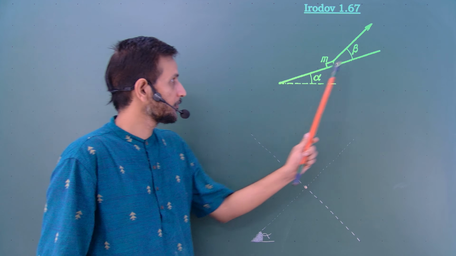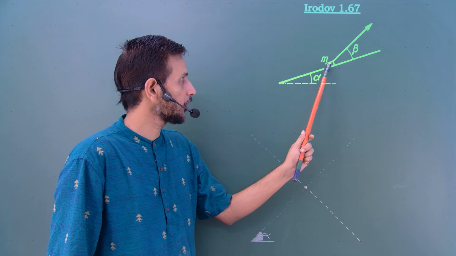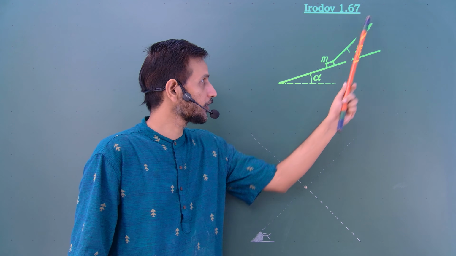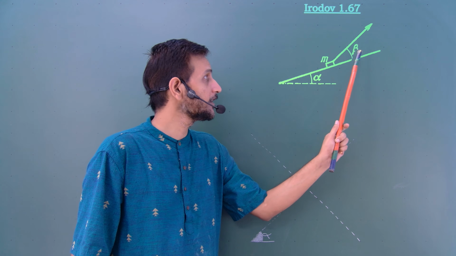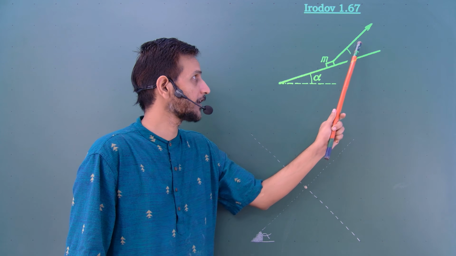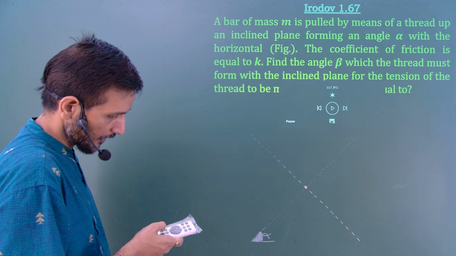This is an inclined plane having angle of inclination alpha with horizontal. There is a block of mass m which is pulled by a thread in this direction in the first coordinate with angle beta with inclined plane. This angle beta is not from horizontal, this angle beta is from inclined plane. Okay, what is the next part?